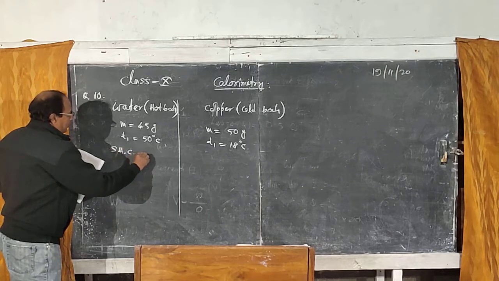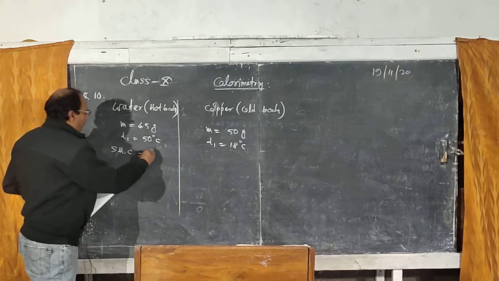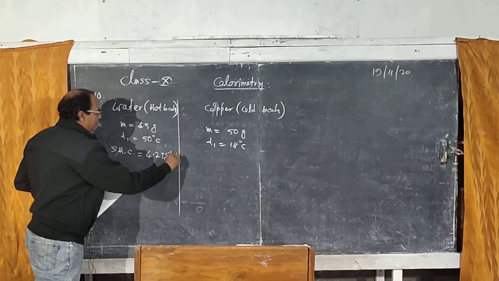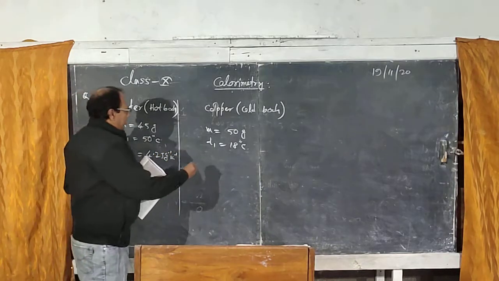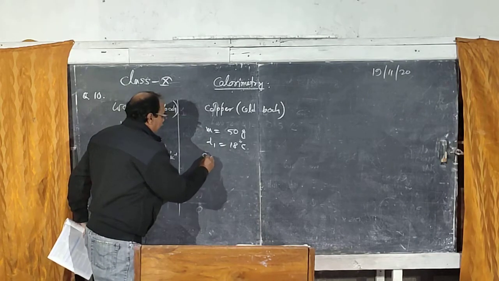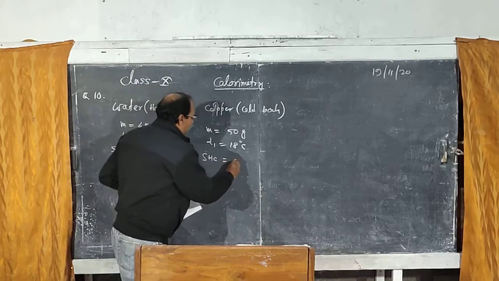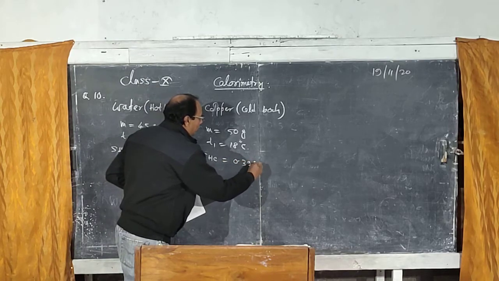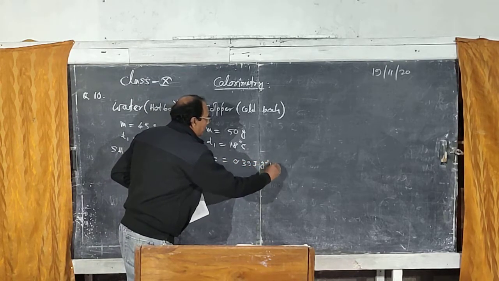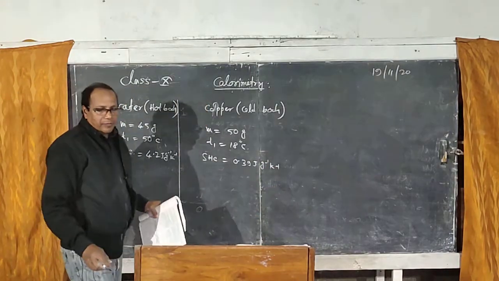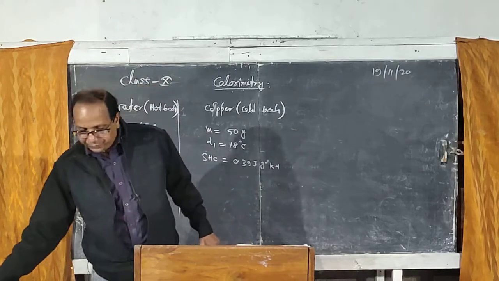SHC is given here 4.2 joule gram inverse Kelvin inverse, and here SHC is given for copper 0.39 joule gram inverse Kelvin inverse. So this is the question given. We have to find out the final temperature.